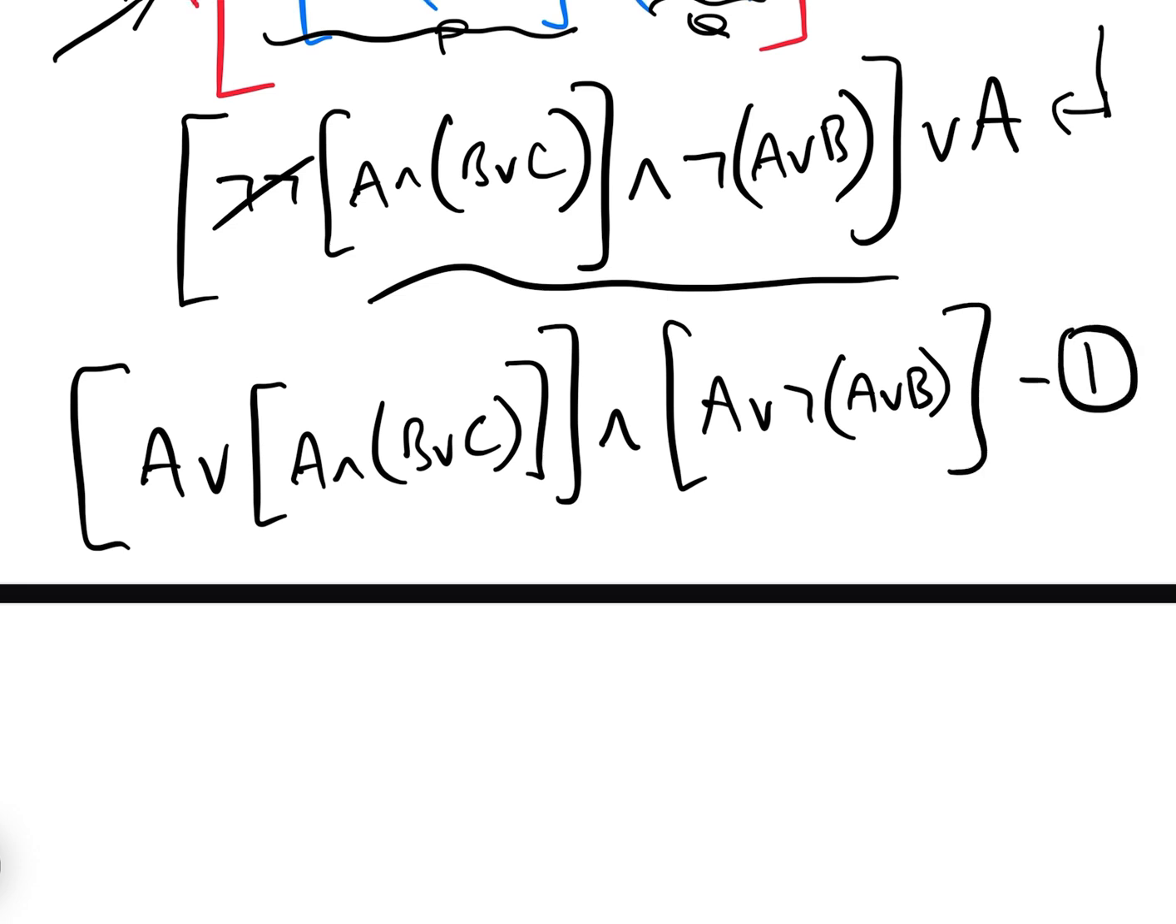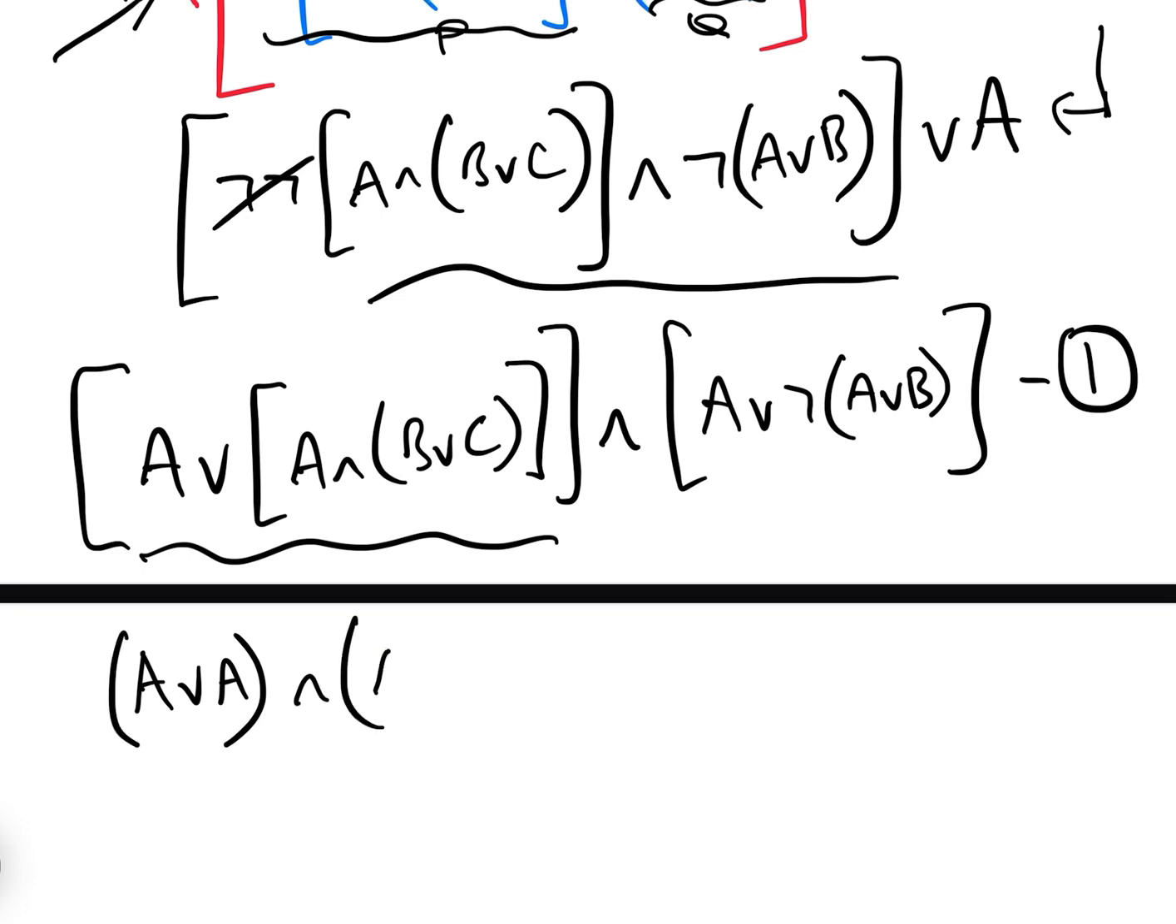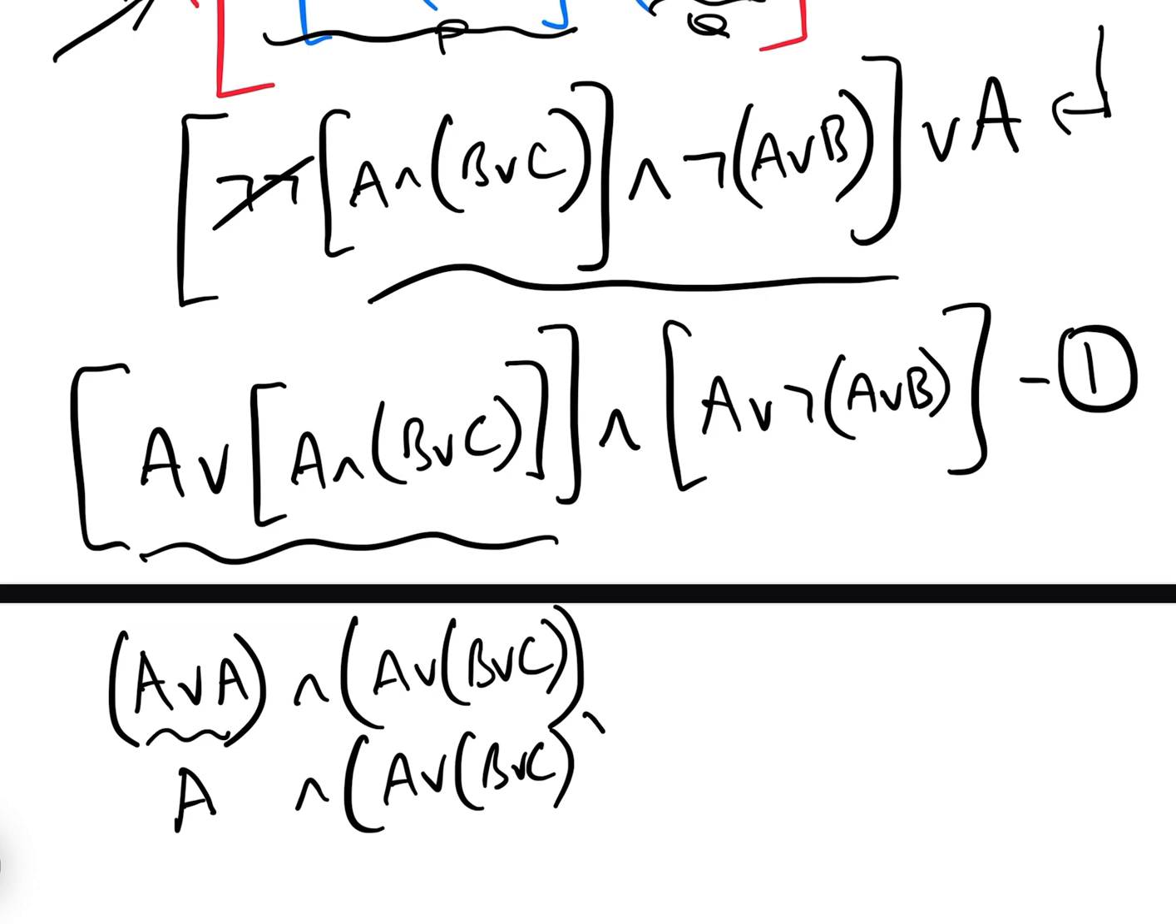Okay, and now just taking this part of the equation and using the distributive law on that, we're going to get (A or A) and (A or (B or C)). And then, first of all, A or A is clearly just A, so that gives us A and (A or (B or C)). And by the absorption law, this here just equals A. So this bit here is A.